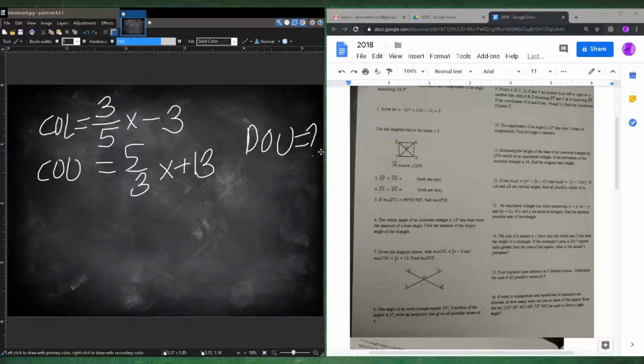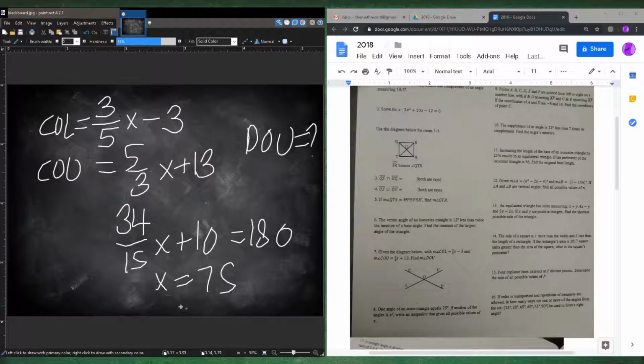Since they are supplementary angles, since they're angles that are side by side along the line, that means they add to 180 degrees. So if you use your calculator, 3 over 5 plus 5 over 3, you get 34 over 15 x plus 10 is equal to 180. Right? So 180 minus 10, divided by 34 over 15, and you get 75. So x is equal to 75.